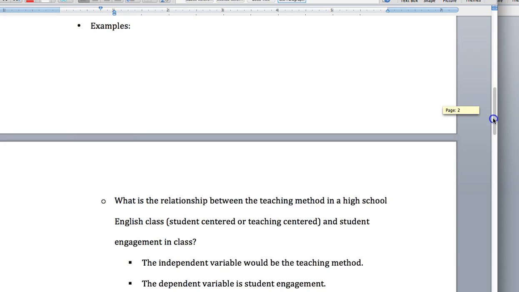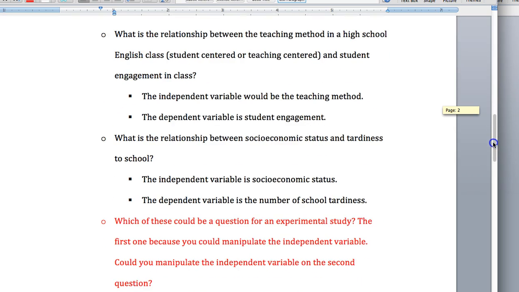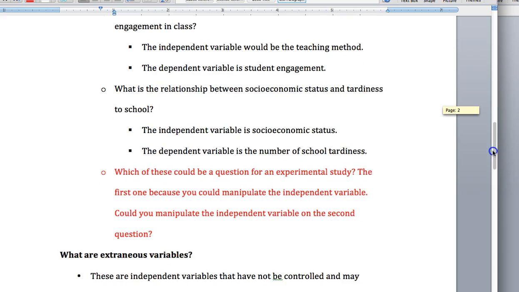Let's look at another one. This one states, what is the relationship between socioeconomic status and tardiness to school? Okay, so what's the independent variable? Socioeconomic status. Now that's not something you change, but it's something that you're looking at for how it affects tardiness. So tardiness would be the dependent variable, and I made that up.